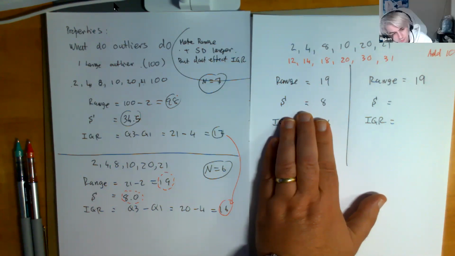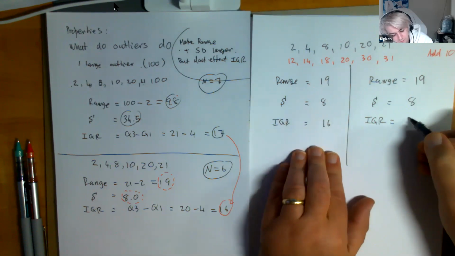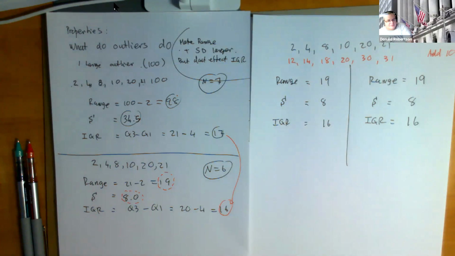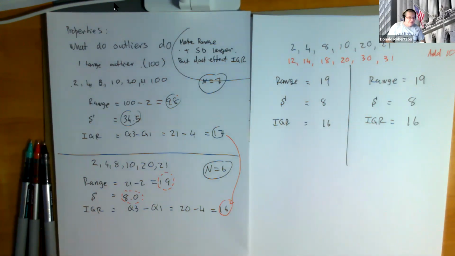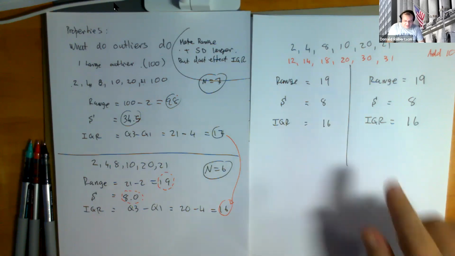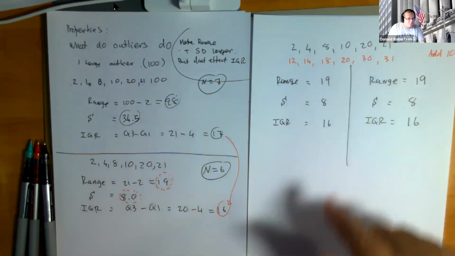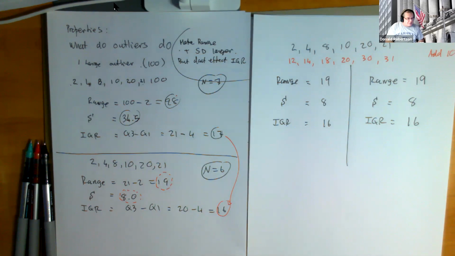It'll just stay the same. Now you might say, but the numbers are different. Yes, the numbers are different, but aren't they spread out the same way that the original numbers were spread out? Isn't the gap between them the same? That's what we're measuring, right?